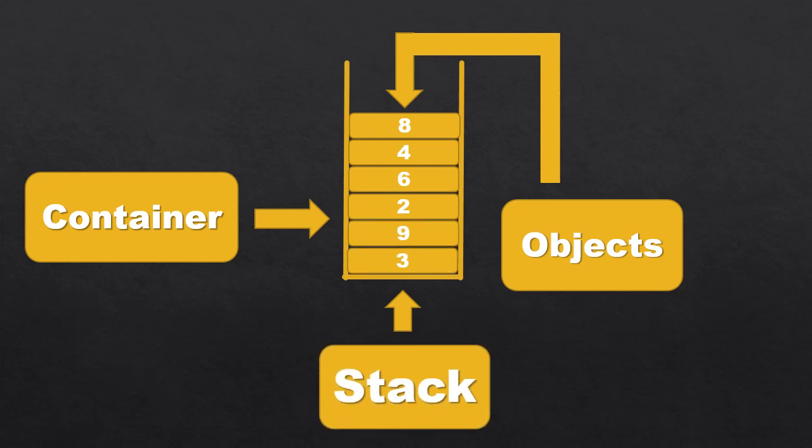Now if I want to remove object 4 from the container, then I have to first remove object 8, then I can remove object 4. Because as I mentioned previously, stack uses the last in first out technique, which means whatever the last element of the stack is has to be removed first. There is no other way to remove elements from the stack.